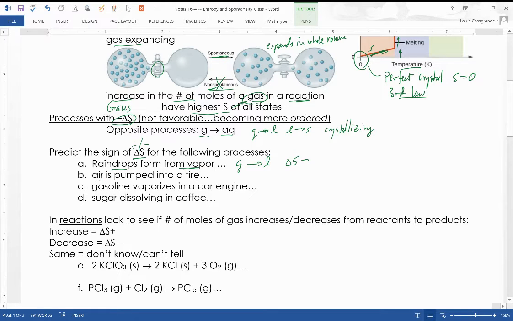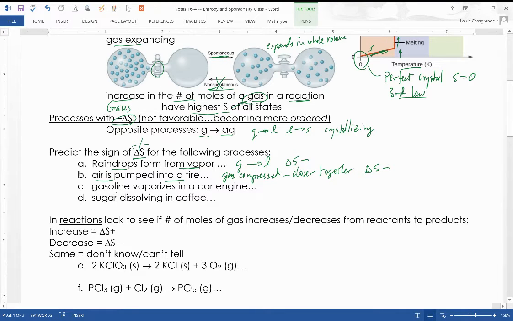This is a tricky one. Air being pumped into a tire. What are you doing with that gas? Think about it. All right. So as we think about it, what we're doing to the gas is compressing it. The particles are closer together, which means that it's not as spread out. And so that's also a negative change in entropy.